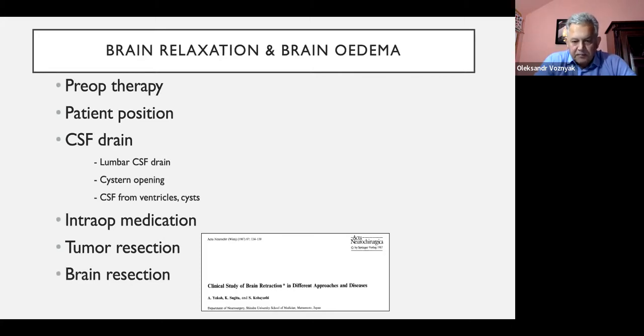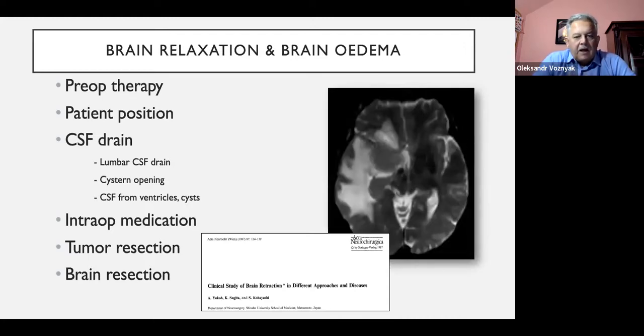A few words about brain relaxation. I want to remind you of this classic work by Professor Sugita and Kobayashi. They measured the reaction of the brain to the compression of the brain. Please read it. It's very, very interesting. And it's still actual, though it was published in 1987. How can we minimize and provide the brain relaxation during surgery, especially in cases of patients with meningioma? We think about preoperative therapy by steroids. It improves the results.